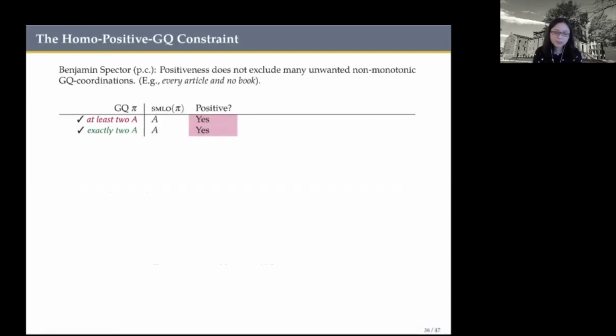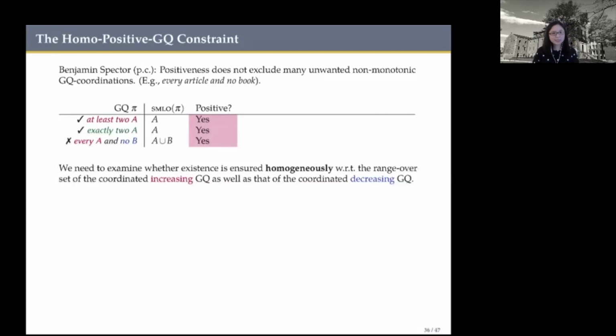However, Benjamin Spector points out that this seems to be wrong. Positiveness does not exclude many unwanted non-monotonic GQ coordinations like the one that we said before, every A and no B. So when you say every A and no B, the smallest event set is the union of A and B, and it doesn't entail the existence of something that's either A or B. So that's not a good result.